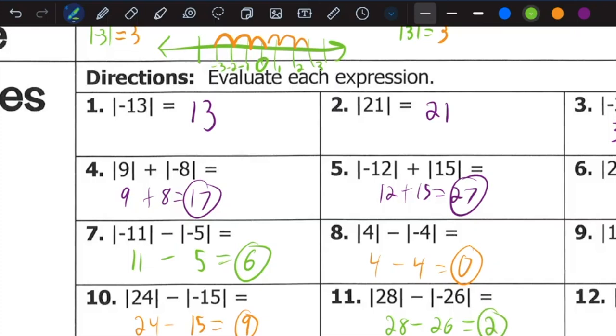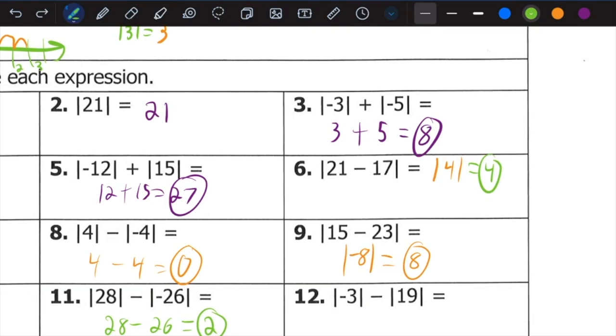So notice I'm not changing the two signs in a row on them like on 7 or 8 or any of those, or 10, because we have to do the absolute value before we can deal with the subtraction. So we have to actually make this number positive, and then we subtract, making it so there's only one minus sign here in this case.